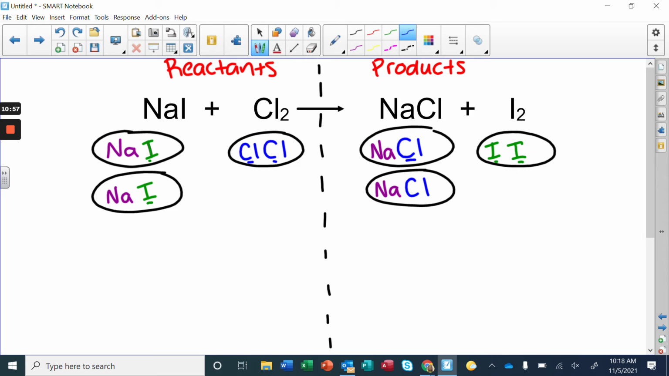I have 2 chlorines on the reactant side, 2 chlorines on the product side, so they're good. Go back to the beginning and make sure everyone is still balanced. We have 1, 2 sodiums, and we have 1, 2 sodiums here. I have 1, 2 iodines on the reactants and 2 iodines on the products. Then I have 2 chlorines on the reactant side and 2 chlorines on the product side, so it is balanced.